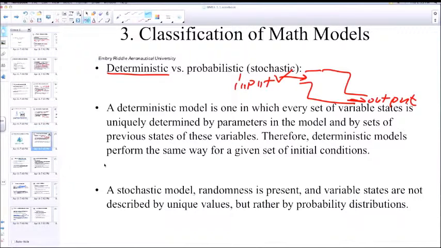If you give the same input the first day and the same input the second day, you may not get the same output because of the randomness of events. So it depends on the application. Of course, a deterministic model is much easier. That's how you start your first mathematics model.